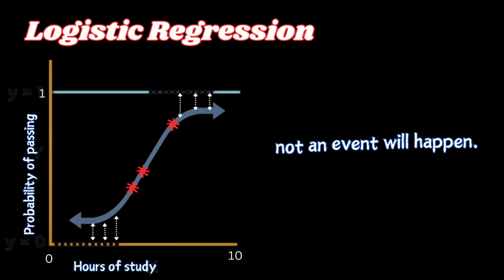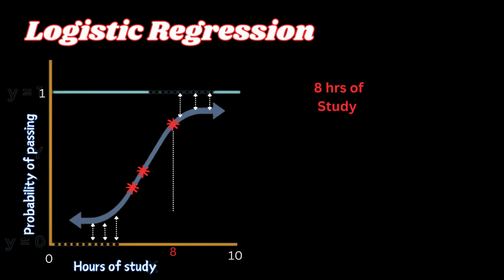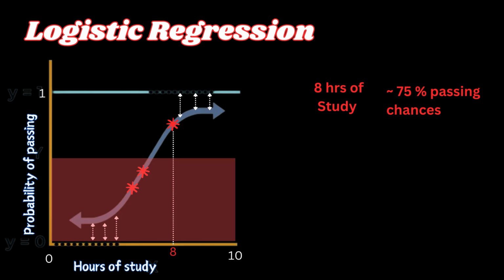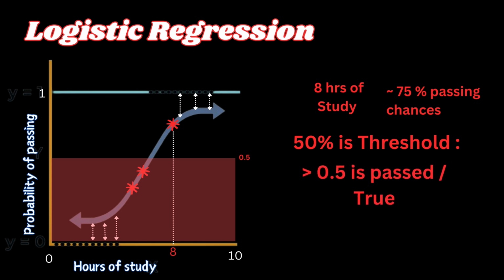Now let's take an example of 8-hour study. This reflects around 75% passing probability. If we define a threshold, say at 0.5, anything greater than 0.5 is true, else anything less than 0.5 is false. This means our 0.75, that is 75%, will be predicted as pass. In this case, the probability of passing the exam is true. The threshold can be changed or moved according to the requirement or the scenario.